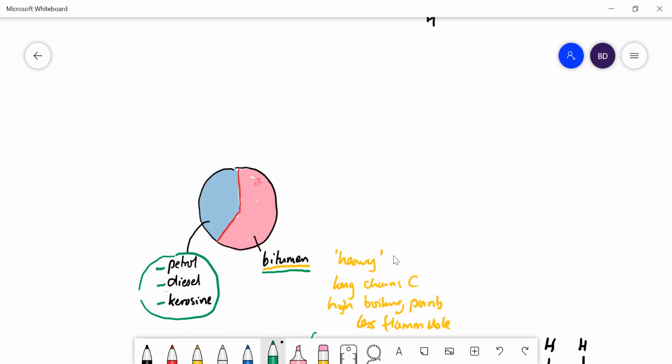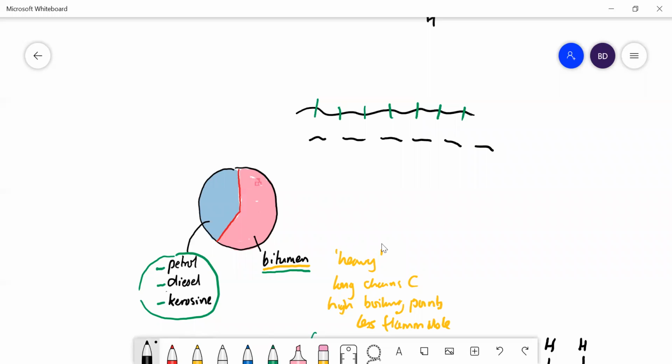Well, the solution is you get these long molecules, which aren't very useful, lots of carbons in the chain, and you break them down into a larger number of shorter molecules, and those shorter hydrocarbons are useful as fuels. So we're going to have a look at cracking now then. So how is cracking carried out?